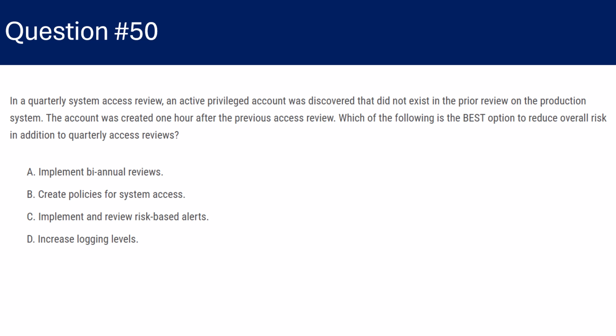Question 50 and the last of this session. In a quarterly system access review, an active privilege account was discovered that did not exist in the prior reviews on the production system. The account was created 1 hour after the previous access reviews. Which of the following is the best option to reduce overall risk in addition to quarterly access reviews? A. Implement biannual reviews. B. Create policies for system access. C. Implement and review risk-based alerts. Or D. Increase logging levels.